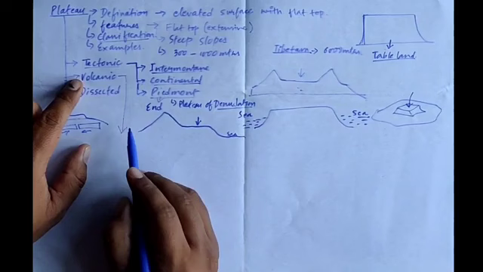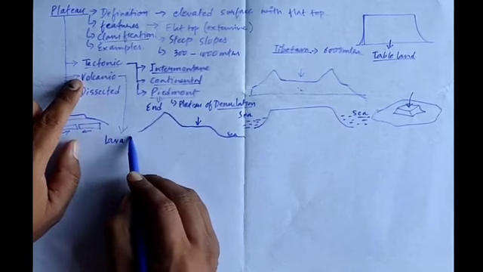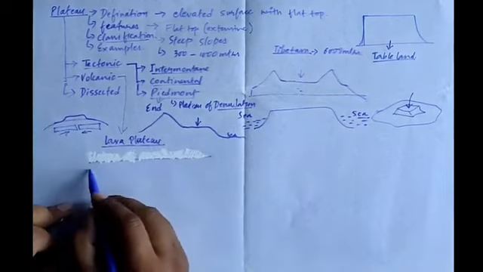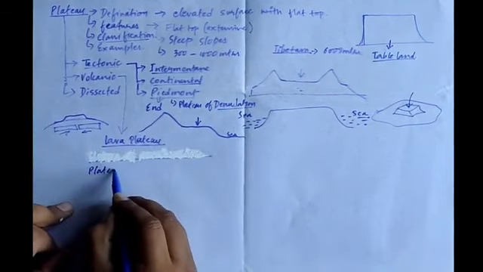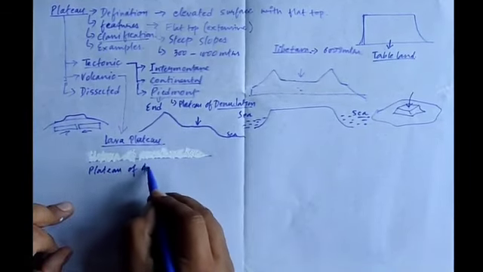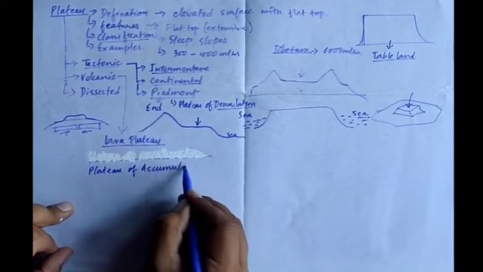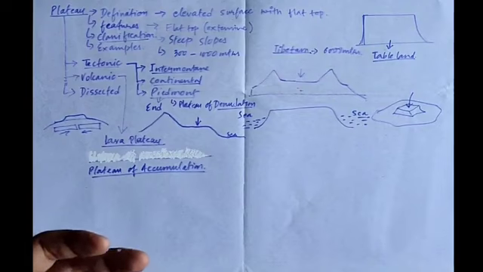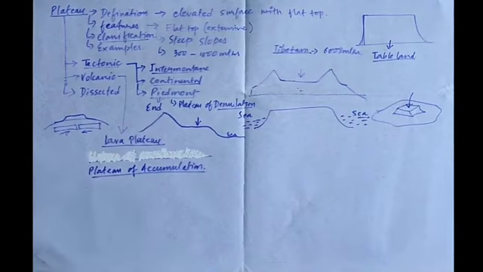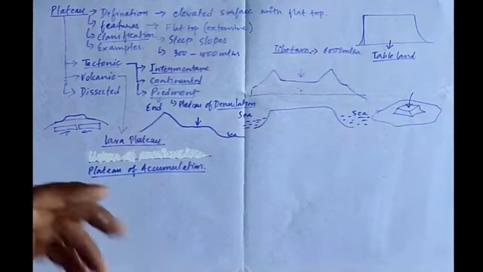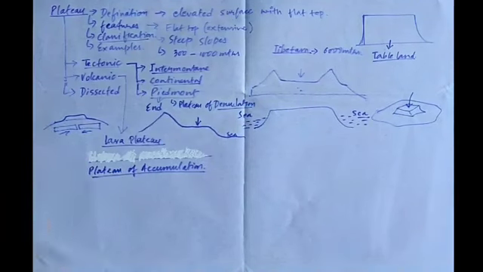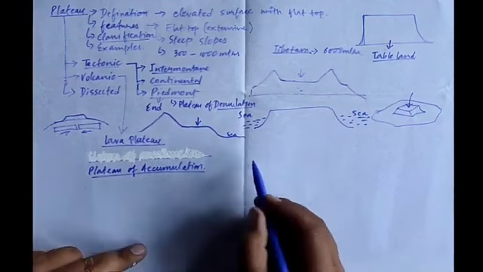Next we have the volcanic plateaus. This is also termed as lava plateau. Another name given to the volcanic plateau is the plateau of accumulation. Like we have the mountain of accumulation, isn't it? So we have a plateau of accumulation because it has been formed from the solidification or the accumulation of lava, or the volcanic materials. So that's why it is termed as plateau of accumulation.